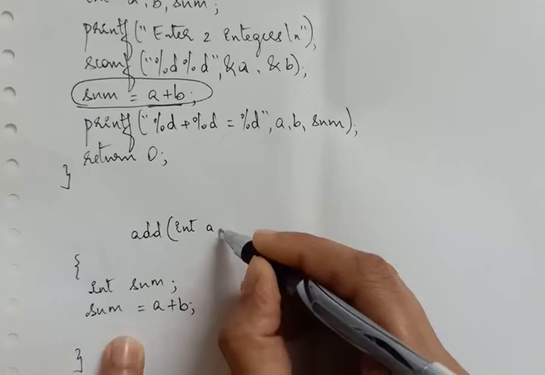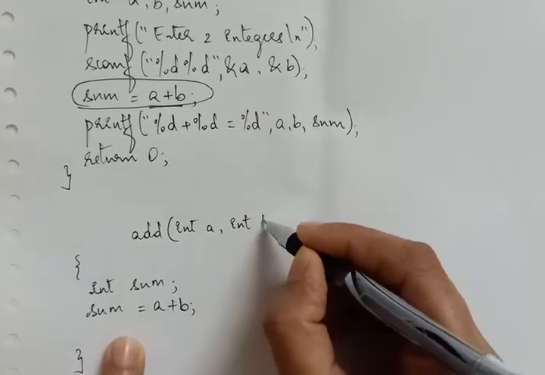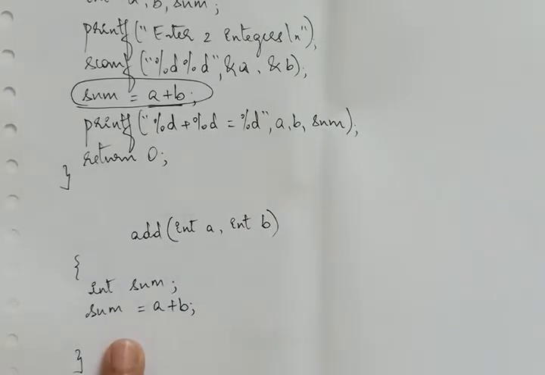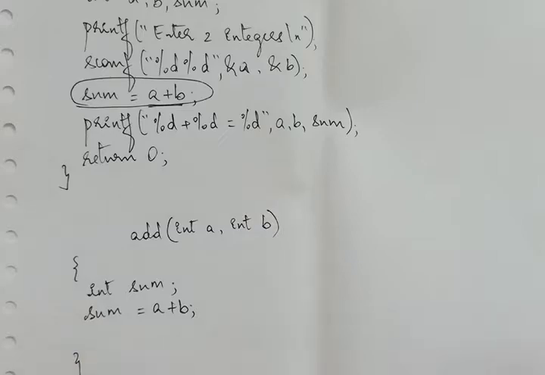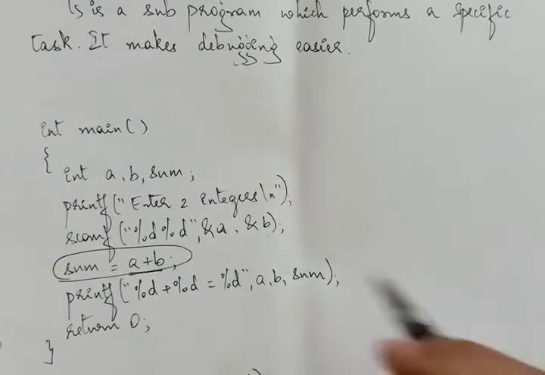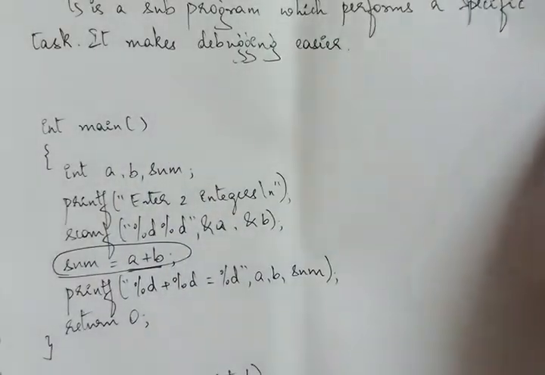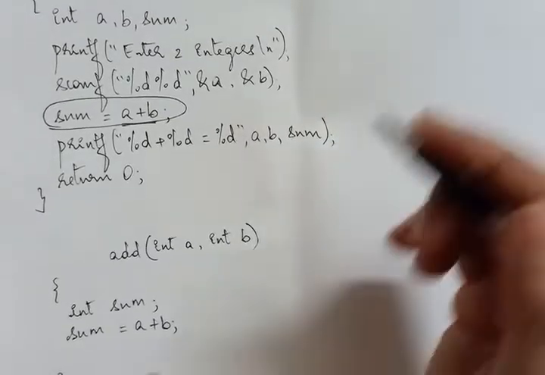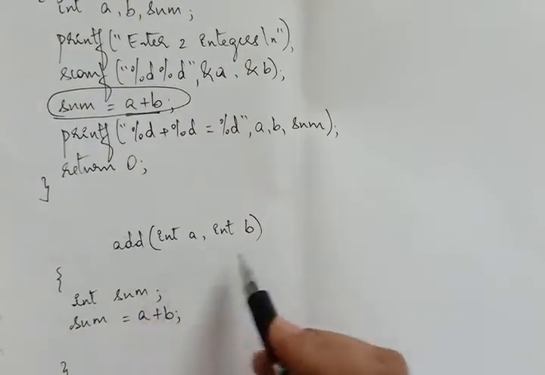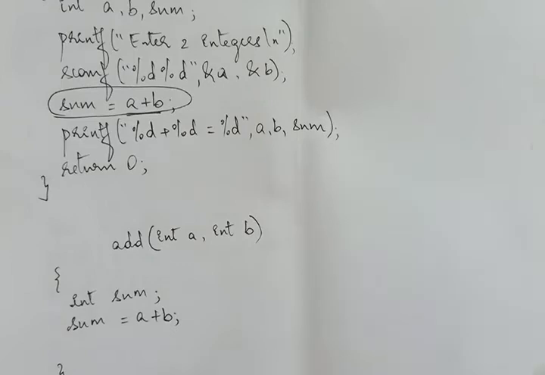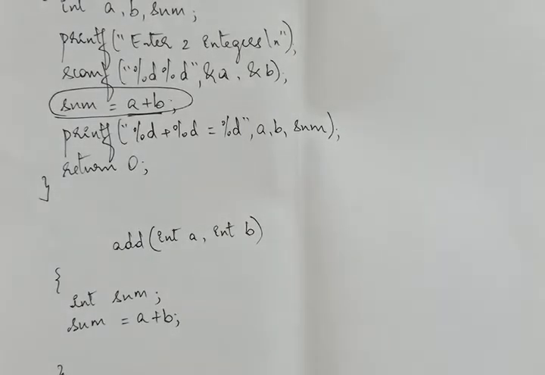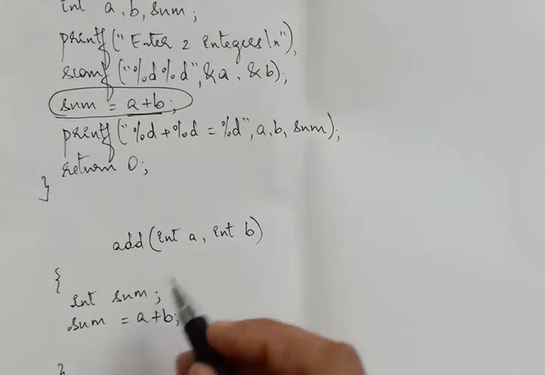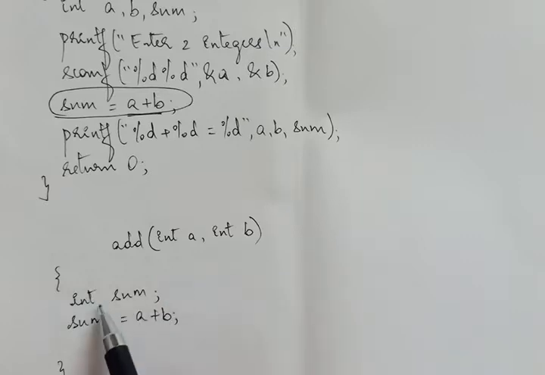Here obviously you should have int a, int b. It will look quite different, as in main we have no arguments, whereas in this user defined function add there are arguments. Arguments are nothing but the inputs that are received from the calling function. So that's been taken, and now a, b and sum are local to this function.